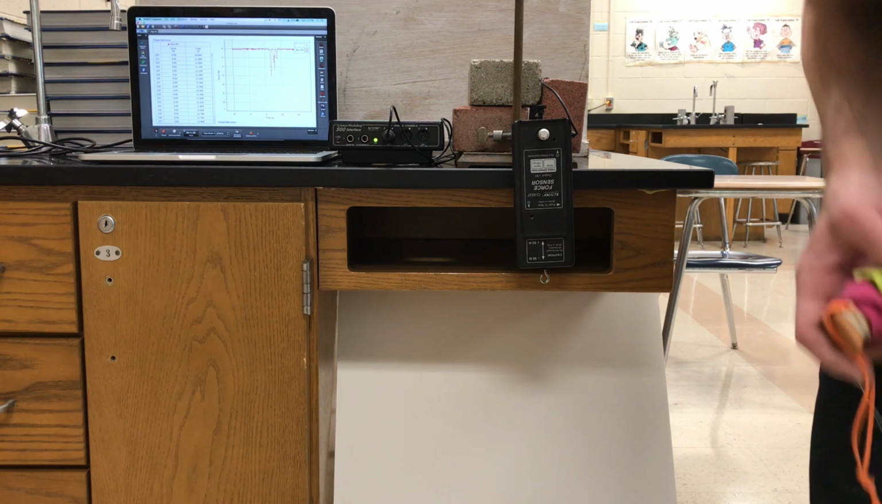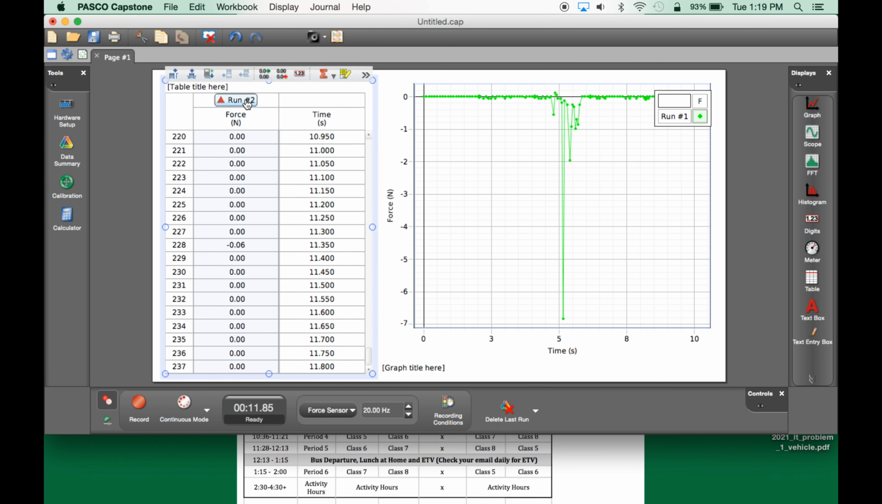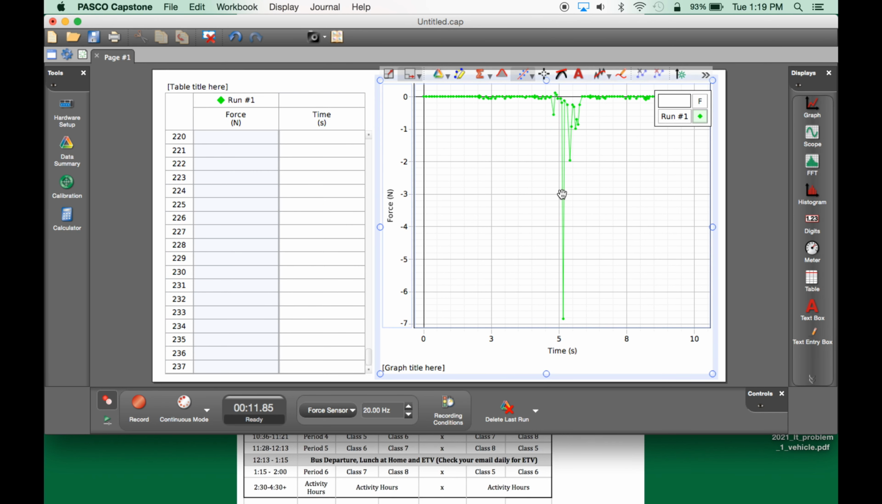Okay, so we have to analyze this data. What I'm going to do is quickly cut away a lot of the data that we don't need in this. This is the run with the rubber band. What we're going to do is show run 1. Now run 1 is with the string. Cut away a lot of this old data.